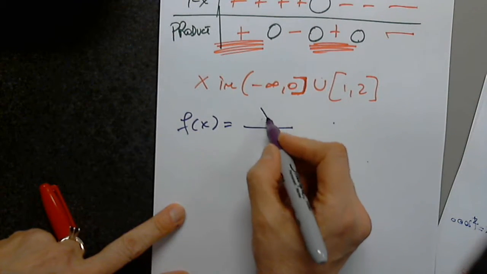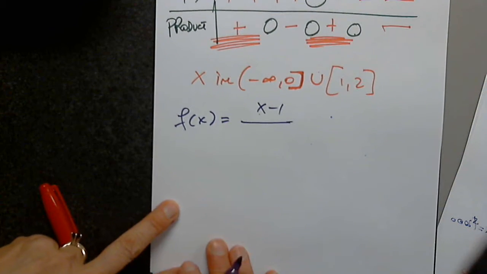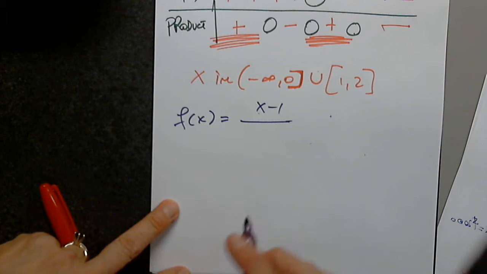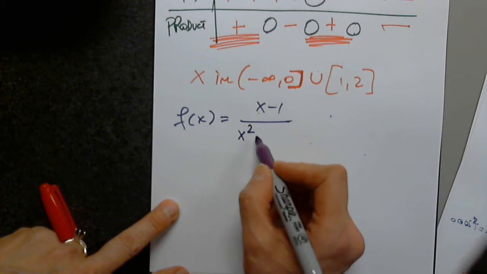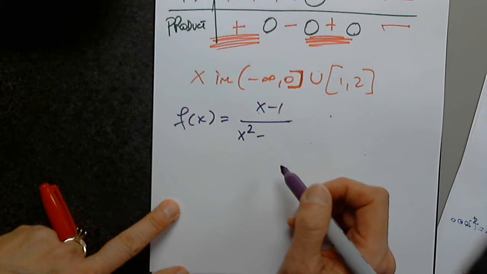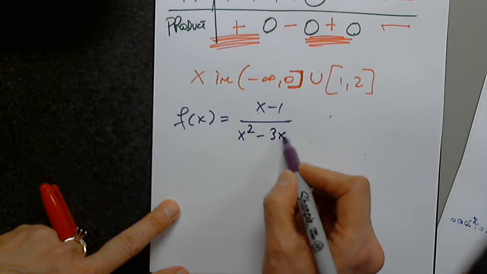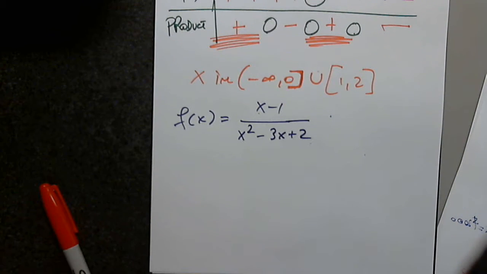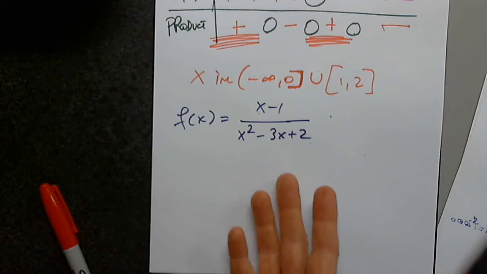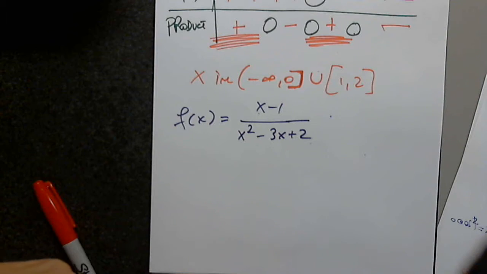So, okay. X minus 1. Let's say x squared minus 3x plus 2. Is this type 1, 2, or 3? It's type 2 because the denominator has a higher degree. Very good. Type 2. Then what?